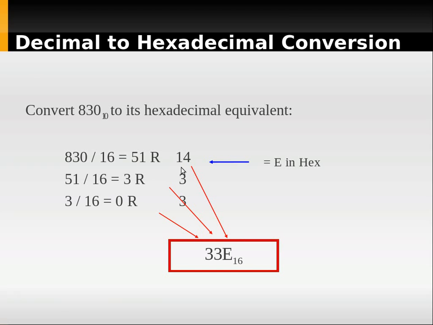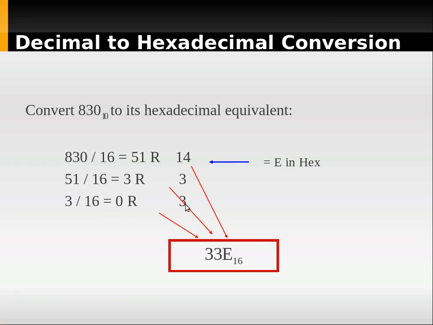So how are we going to represent this 14 in hexadecimal form? Just now we have seen that we represent this 14 in hexadecimal form with the help of an alphabet, that is nothing but E. Okay, now the resultant quotient should again be divided by the base of the destination, that is 16. Now this time I got the quotient as 3 and the remainder as 3. Okay, now again the resultant quotient should be divided by 16. Now this time I got the quotient as 0 and remainder as 3. Therefore I have to stop the conversion process.